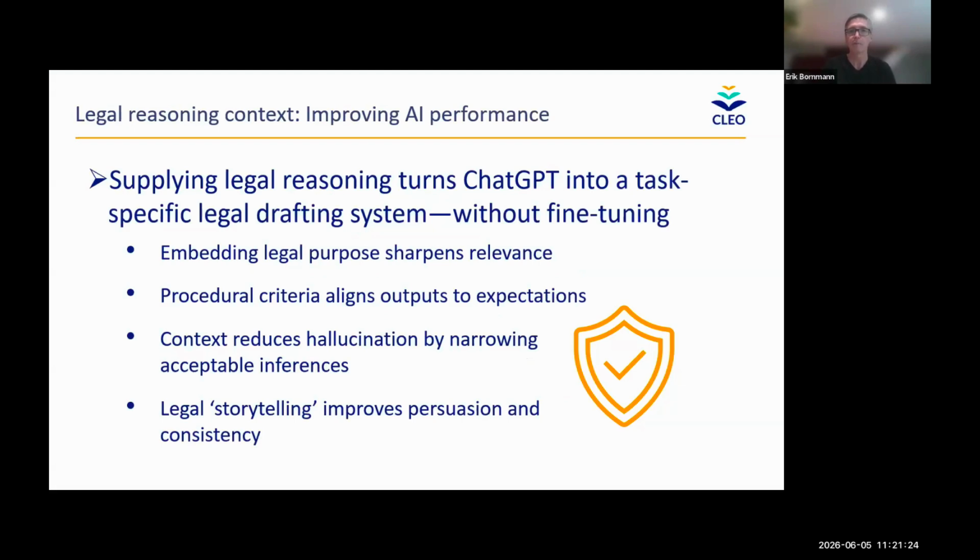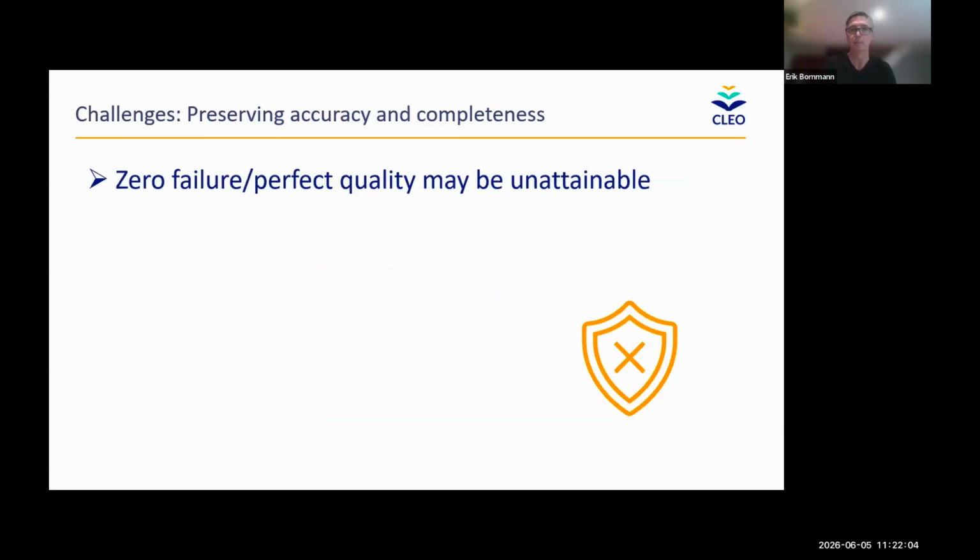So more on prompts. Another performance gain came from giving the model legal reasoning context by way of the prompt. Without that context, the model appeared to optimize for clarity and fluency and misprioritize facts. But when we frame the task around why the document exists, urgency, risk, and the legal test, the model outputted legally salient details that aligned the narrative with what the courts expect. And this sort of procedural step-by-step framework appeared to narrow acceptable inferences, reduce hallucination, and produce outputs that were clearer, more persuasive, and more consistent without fine-tuning the model.